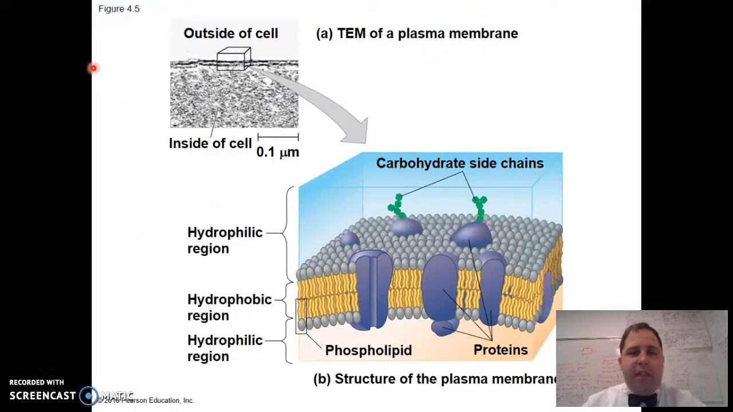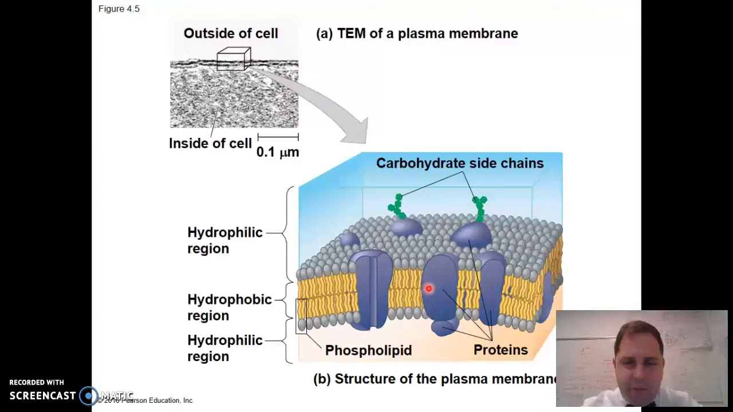So at the outside of both the prokaryotic cell and the eukaryotic cell, we have the plasma membrane. The next chapter in our book will go into much more depth about the plasma membrane, but for what you need to know now, the plasma membrane is primarily composed of phospholipids. You see these phospholipids here.